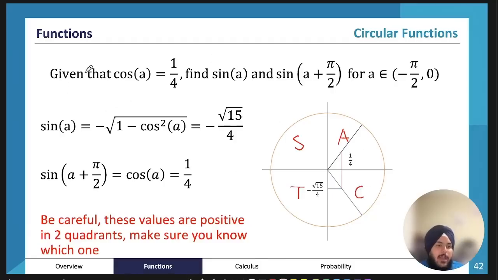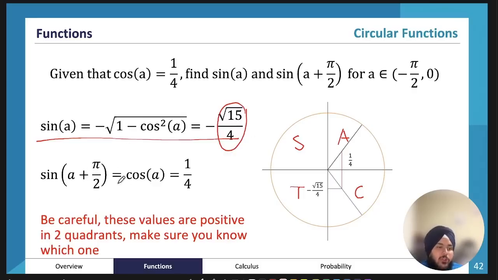So let's just say we have an example. Given that cos of A is equal to 1 over 4, find sine A and sine of A plus pi over 2, for A between negative pi and 0. So if cos of A is equal to 1 over 4, we can use the Pythagorean identity that we looked at. So sine squared A plus cos squared A is equal to 1, which I've used over here. And that gives me a sine value of negative root 15 over 4.